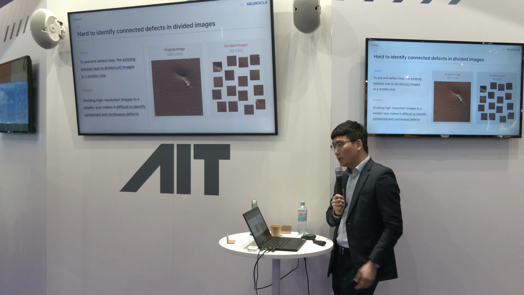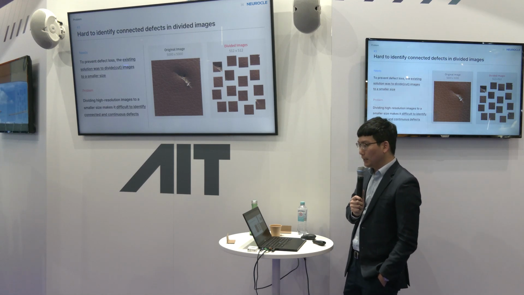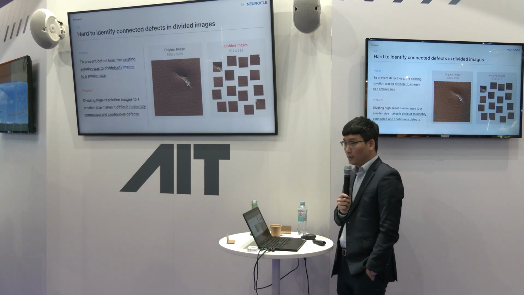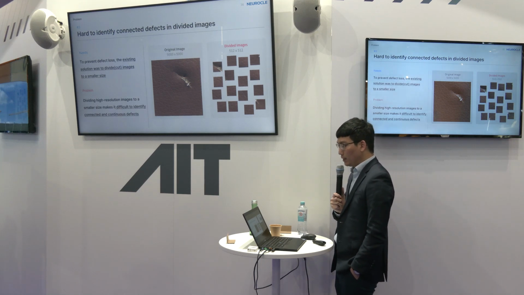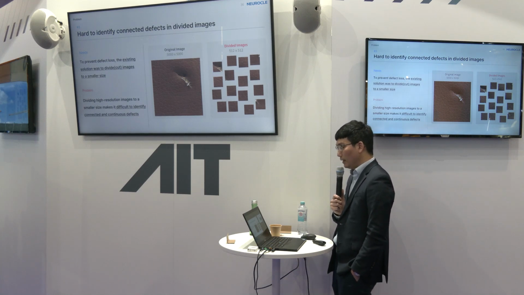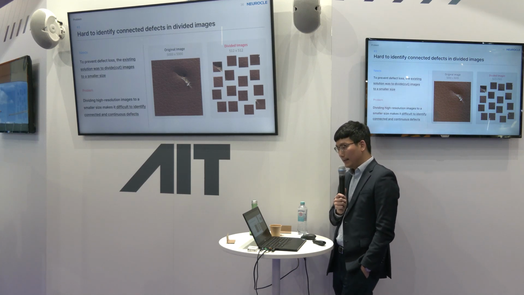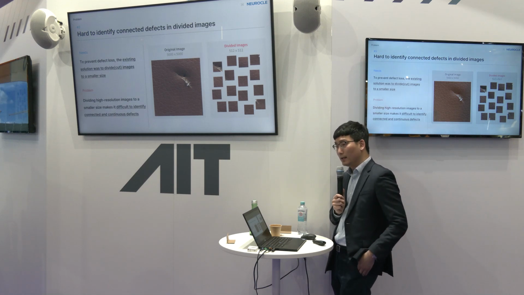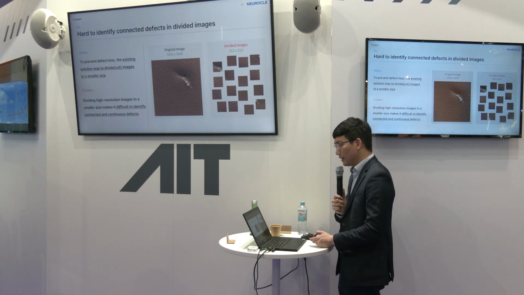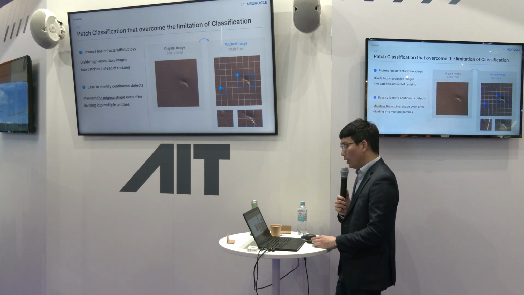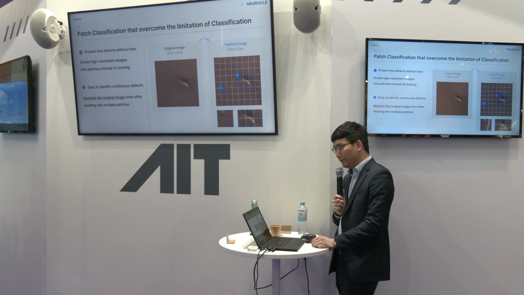So maybe we can think of, okay, I have a classification model. Maybe I can just divide the original images into patches. Sometimes it works, but if the defects are large enough, then the defects will be divided into different patches. That means if you just divide these patches, you cannot reach your highest accuracy because there will be some missing information between the borderlines. So that's why we invented this patch classification.